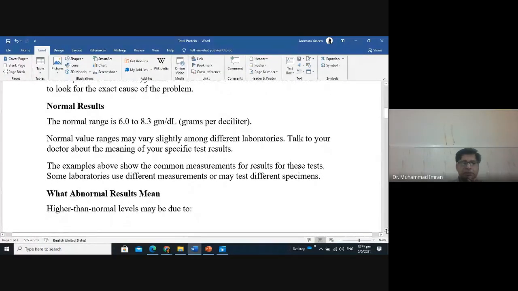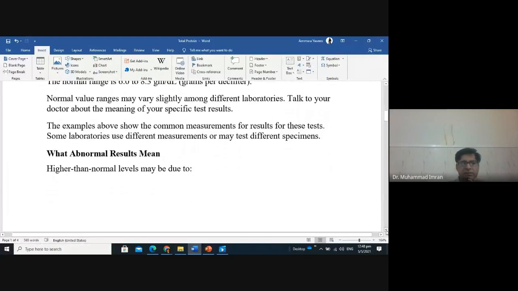What is the normal level of total protein? The normal level of the total protein is 6 to 8.3 grams per deciliter. Normal value ranges may vary slightly among different laboratories. Talk to your doctor about the meaning of your specific test result. The example above shows the common measurement for the result of these tests. Some laboratories use different measurements or may test a different specimen.